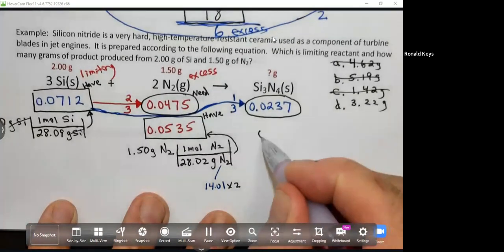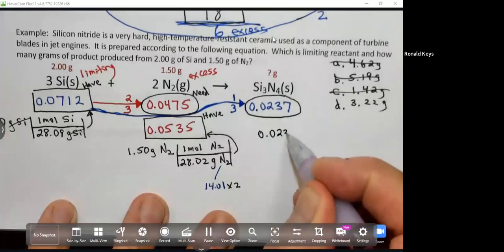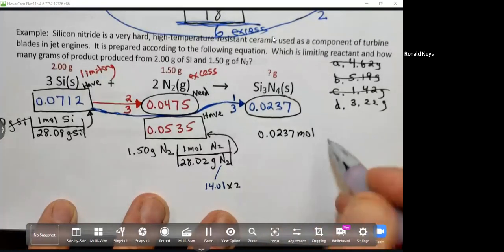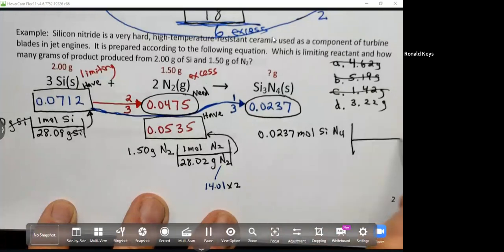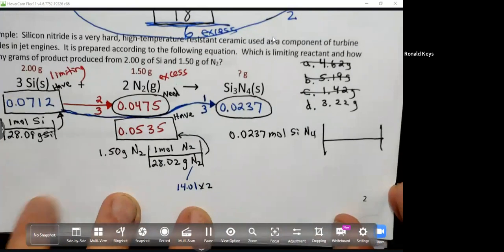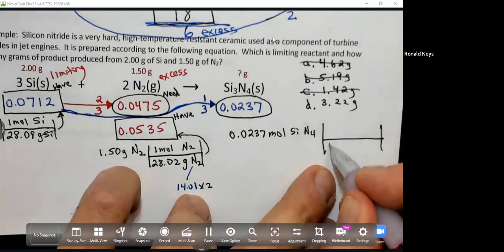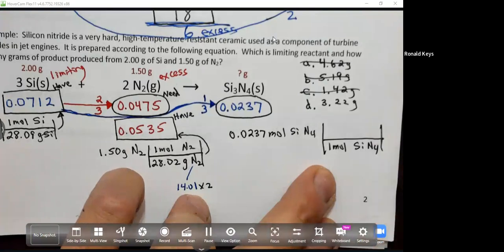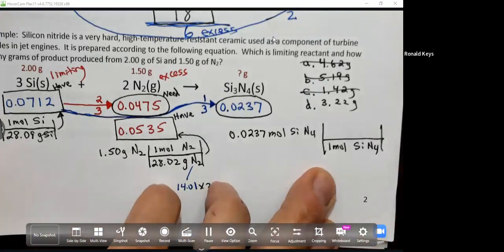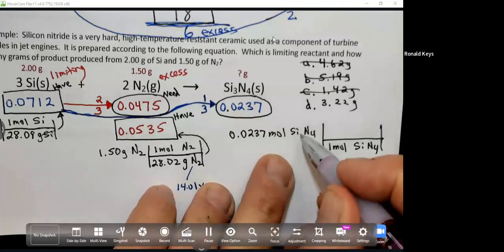We've got 0.0237 mole of Si3N4. One mole is, Si3. Get a 3 in.